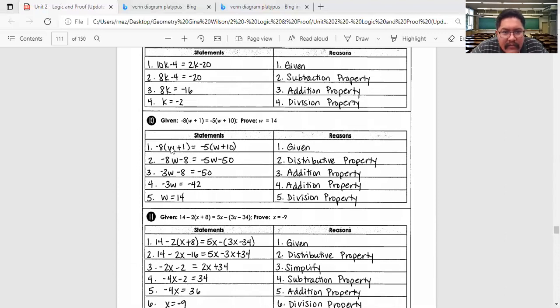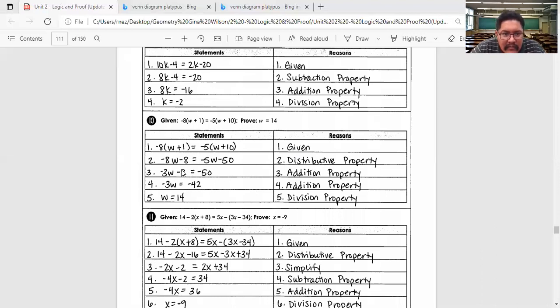Start with our given. So put down what exactly it has written here. And then write given, because again, we can't do anything with the first step because, well, it is the first step. So again, take care of your parentheses. Use your distributive property. So that's what we did. So write distributive property here.